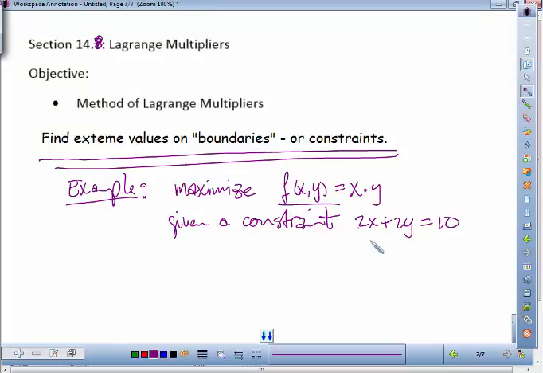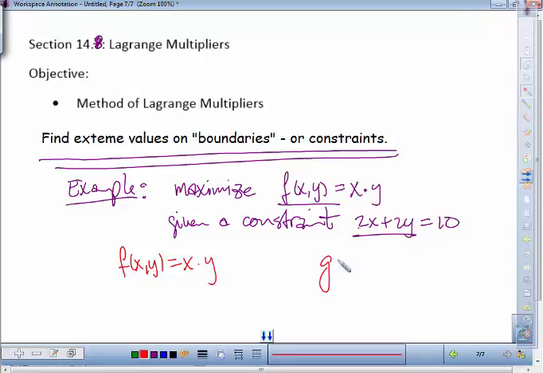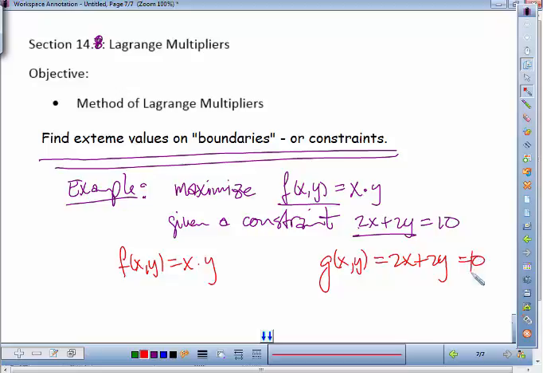the gradient vectors, oh wait, this isn't really a function, but we can sure make it a function because we just did that earlier. We have f of x, y equals x times y. Let's call this g of x, y equal to 2x plus 2y. We could say equal to 10, but we'll use that later on. But the gradients are normal vectors, vectors that are perpendicular to these curves.